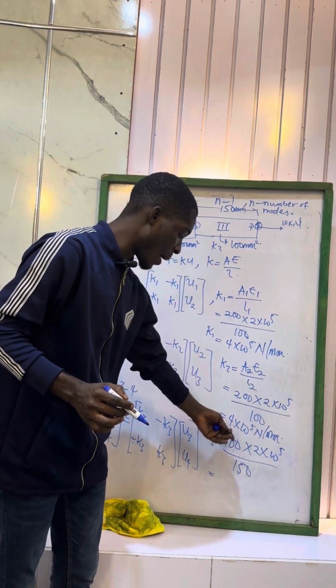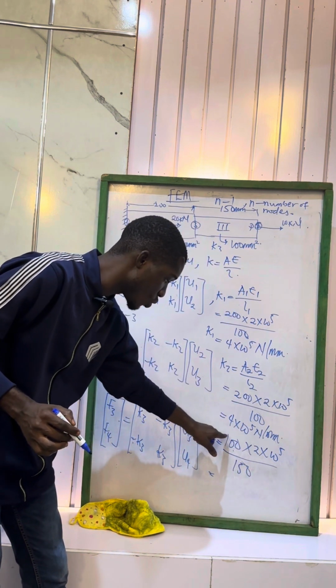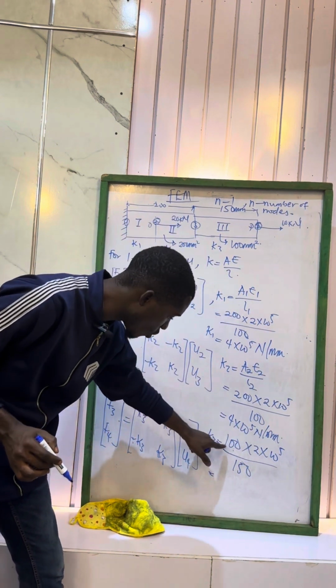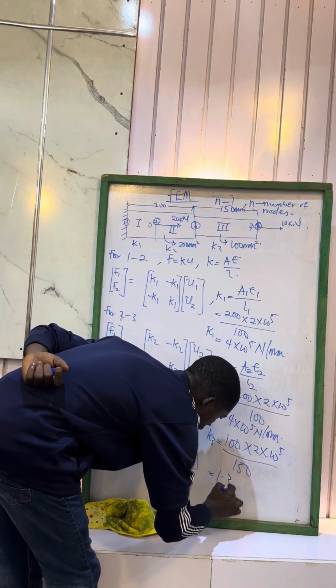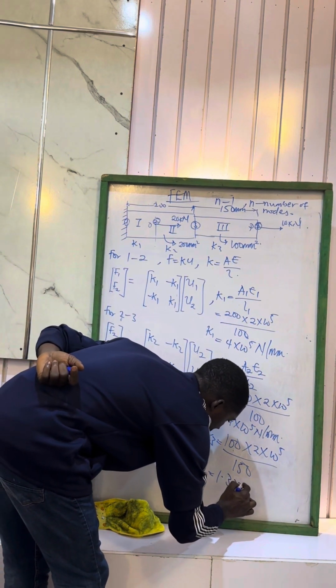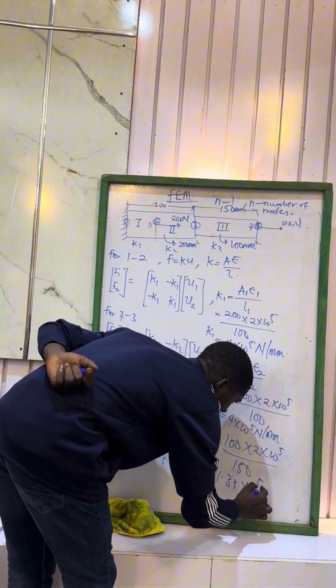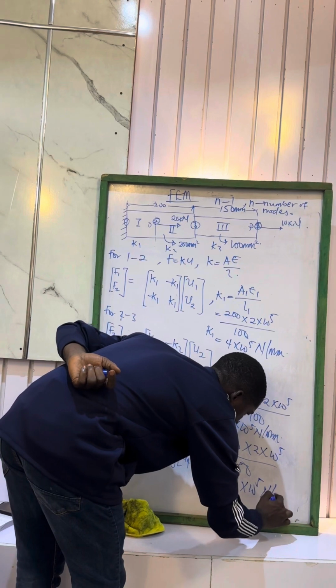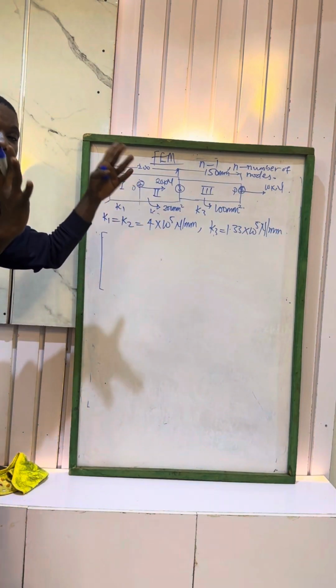Perhaps I can also use the normal method, where 0 cancels 0. This will be 2 over 3, 4 over 3. So 4 over 3 will give us 1.333. Then we write 1.333 times 10 to the power 5 newton per millimeter. I just want to use that convention.